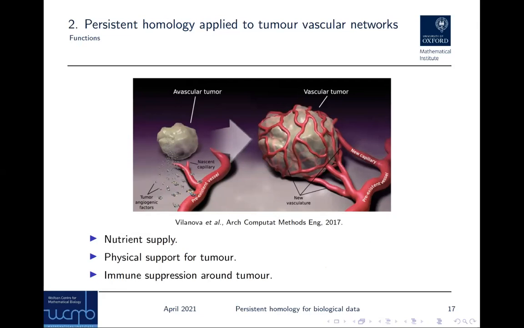Functionally, these vessels have important functions to fulfill for the tumor. So they supply it with nutrients, but they also provide physical support for the tumor. And they're involved in many more things, such as, for example, immune suppression around the tumor.